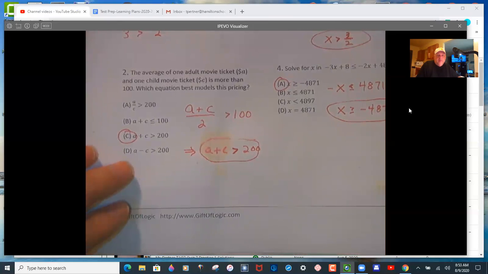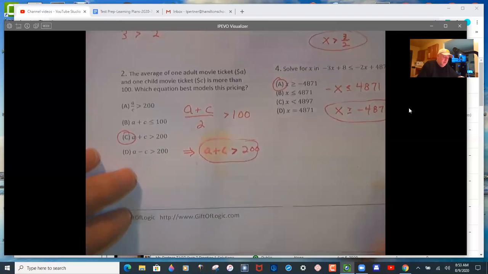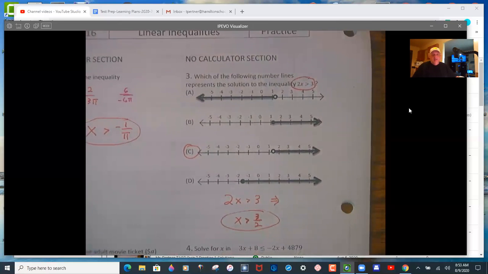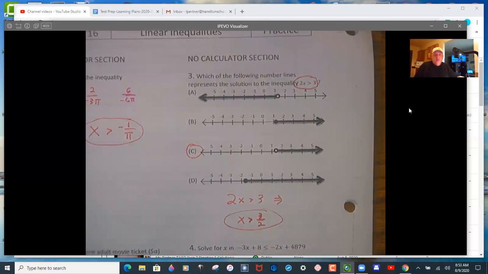Which equation best models this? So the average, meaning you're adding them and dividing by 2, is more than 100, and then solve that out by multiplying both sides by 2. There's that theme again of eliminating denominators. So 2x is greater than 3. Solve for x. We have x is greater than 3/2.